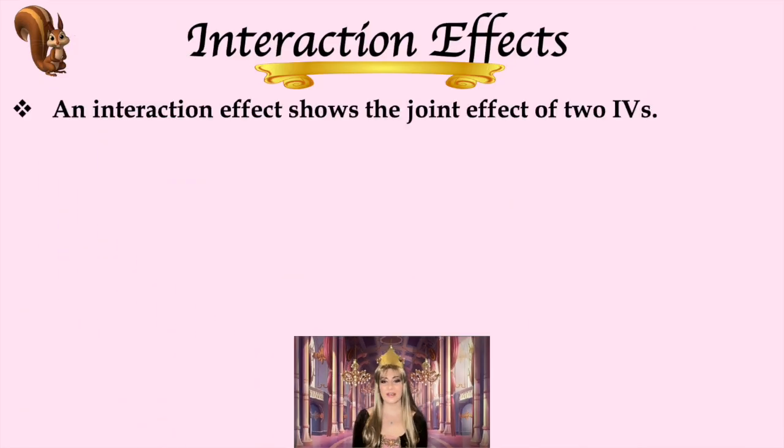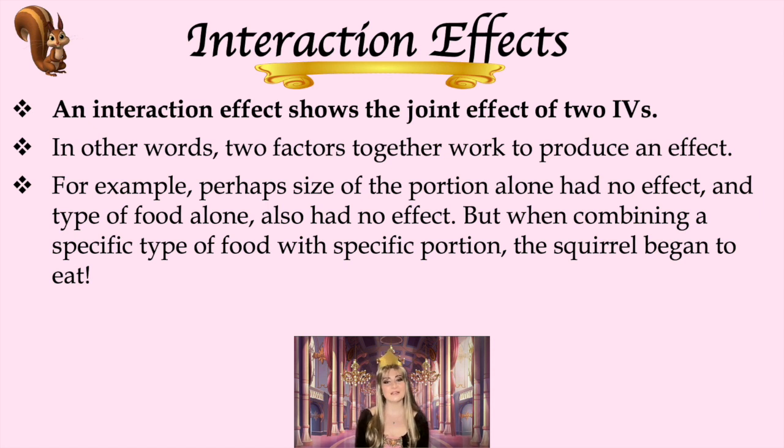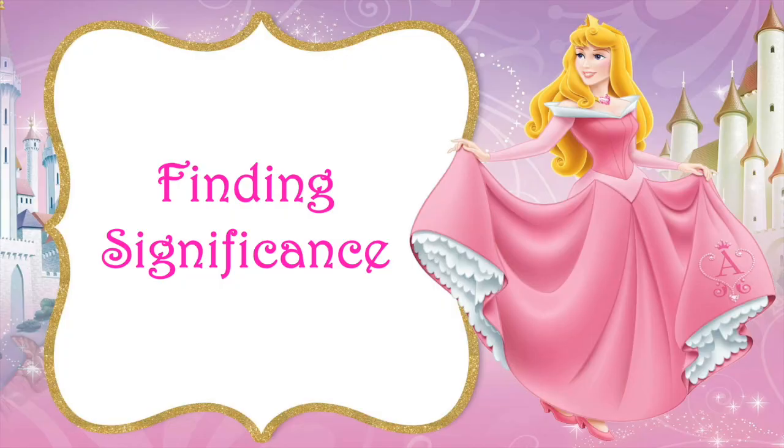So an interaction effect shows the joint effect of the two independent variables. In other words, the two factors or variables have to work together to produce an effect on the dependent variable. For example, perhaps the size of the portion alone had no effect and the type of food alone had no effect. But when combining a specific type of food with the specific size of the portion, the squirrel will actually begin to eat. So in other words, in an interaction effect, the effect of one factor depends on the level of another. Now let's talk about finding significance of a two-way ANOVA.